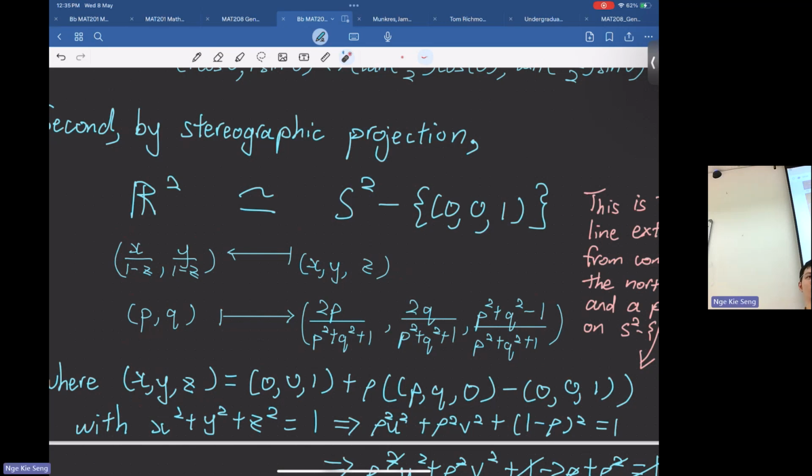You can remember from calculus the line equation. How to form the line equation given two points? You need to find the gradient, right? You need to find the direction of the vector. So the direction of the vector is what? This is rho and this is P. So how to form the direction vector here? You see, this one minus this one is the direction from the point on the sphere to the North Pole, and this one is from the point on the XY plane to the North Pole.